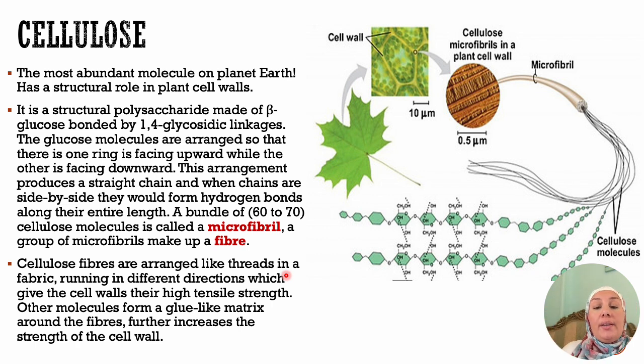So they look like threads in a fabric running in different directions to give the cell wall their high tensile strength. This helps the plants because plants don't have a skeleton like animals do. So they need to have something to keep their form. And that is the job of cellulose and other things that we're going to study, other molecules that help to give the plant strength and rigidity. Other molecules form a glue-like matrix around the fibers that further increases the strength of the cell wall.